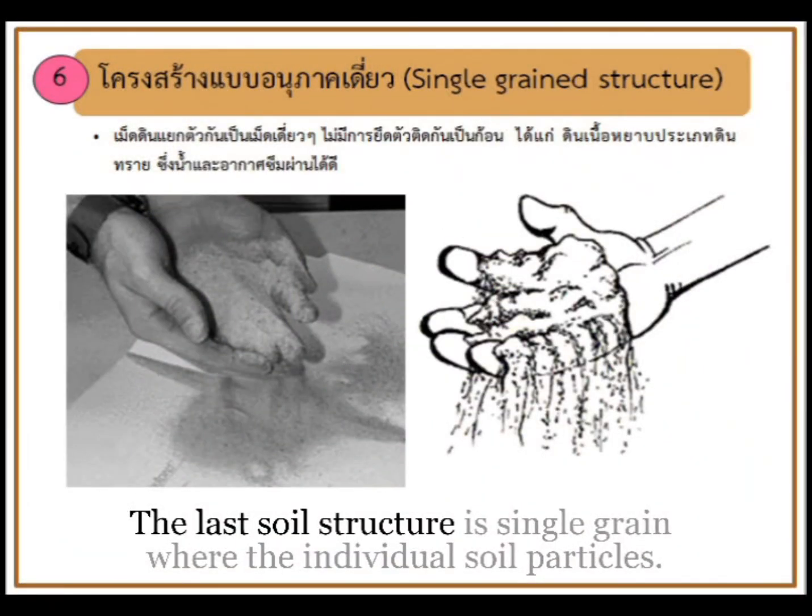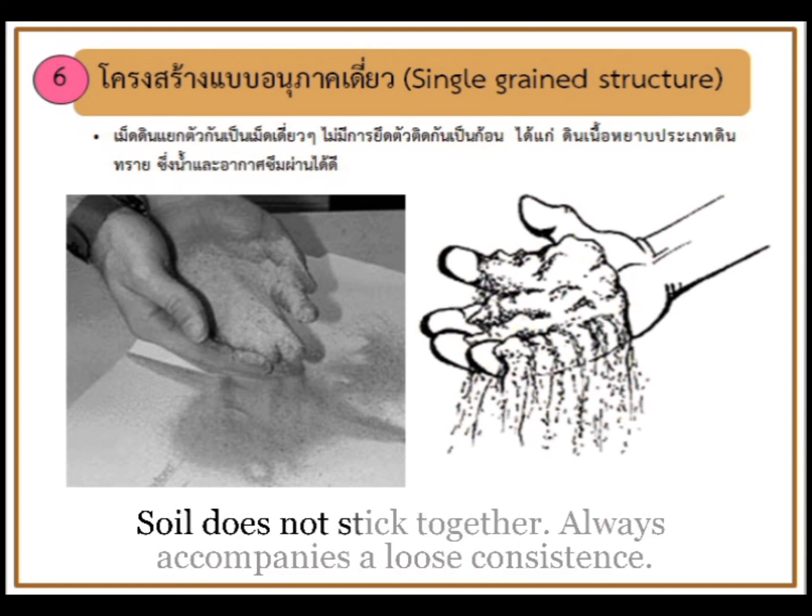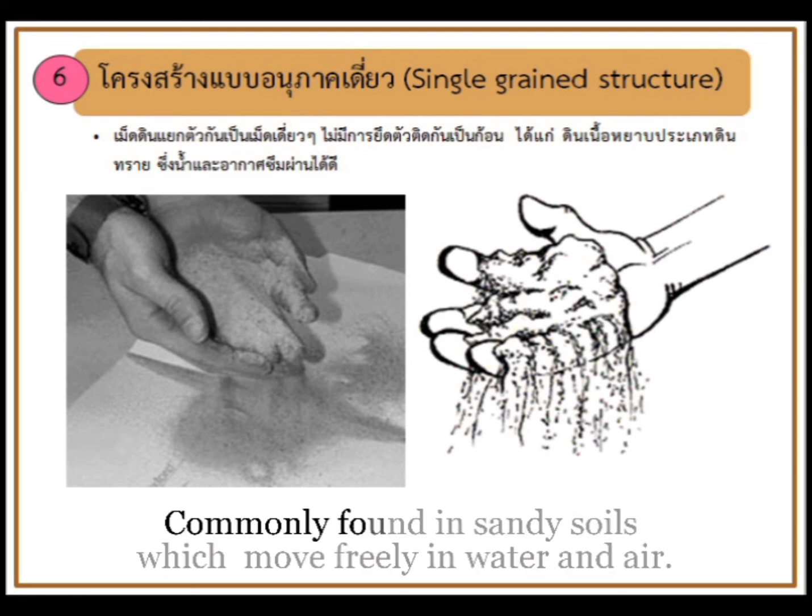The last soil structure is single grain, where the individual soil particles do not stick together, always accompanied by a loose consistence, commonly found in sandy soil, which moves freely in water and air.